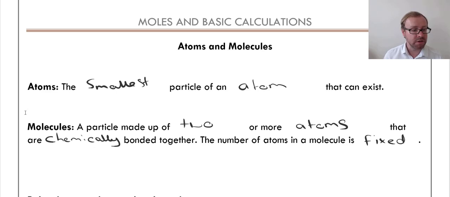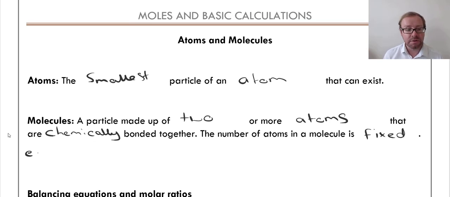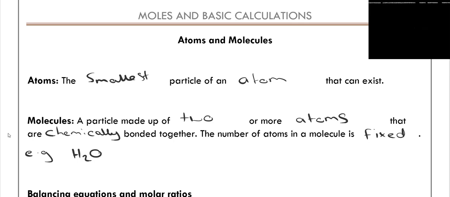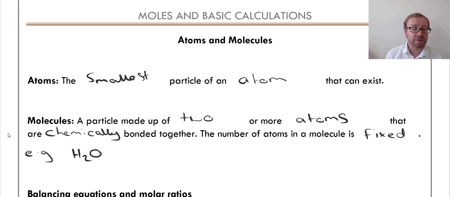So let's have a look, see if you can think of a molecule. One of the obvious ones is H2O, water. This is an example of a molecule because it's chemically bonded together. The oxygen atoms and the hydrogen atoms are chemically bonded together through covalent bonds, and we have a fixed number of atoms within this molecule. So we have two hydrogen atoms and one oxygen atom.